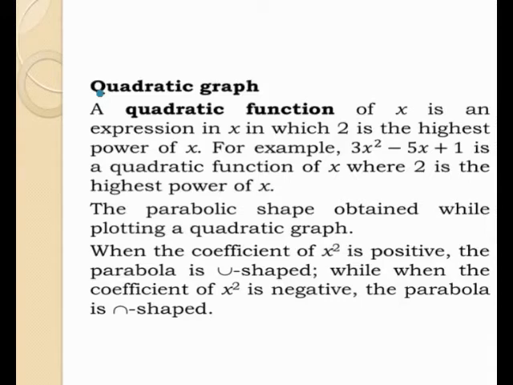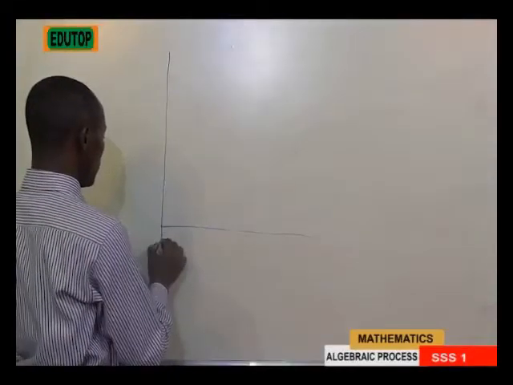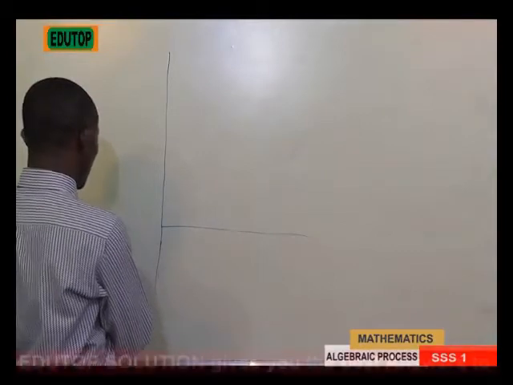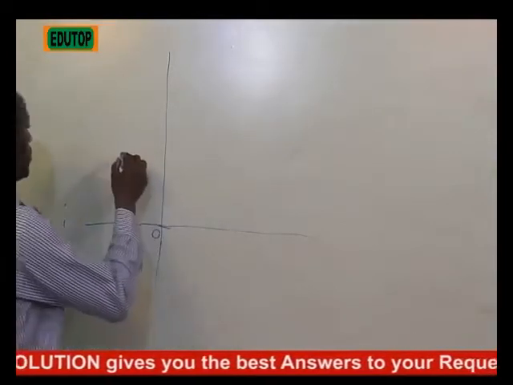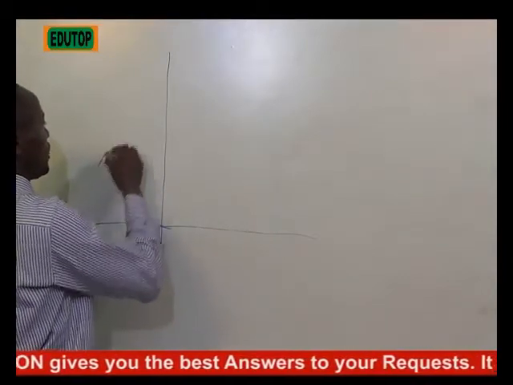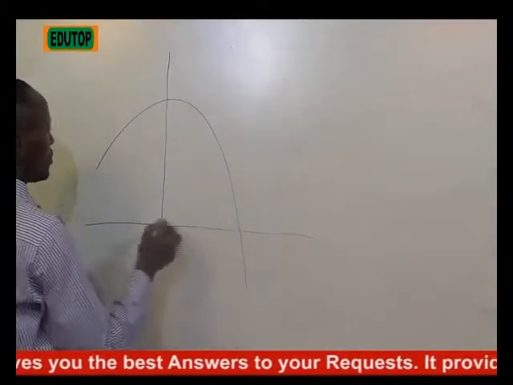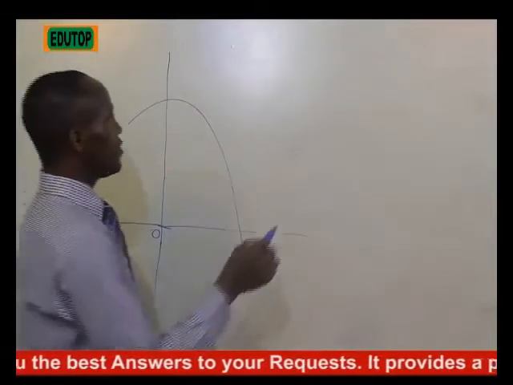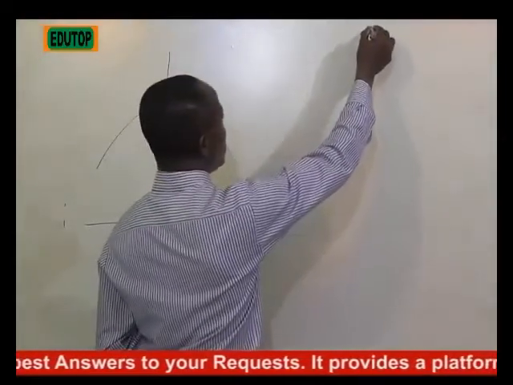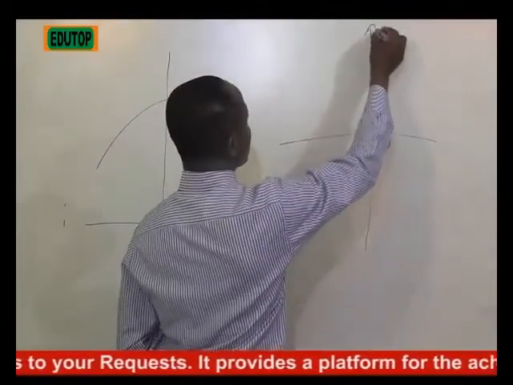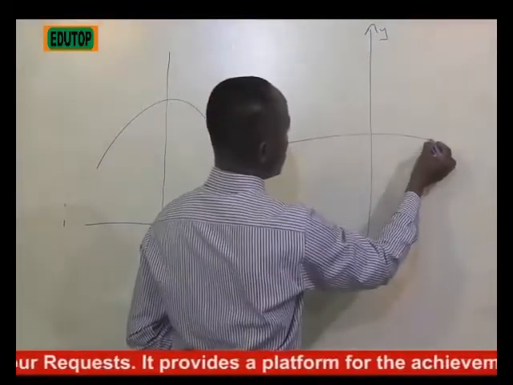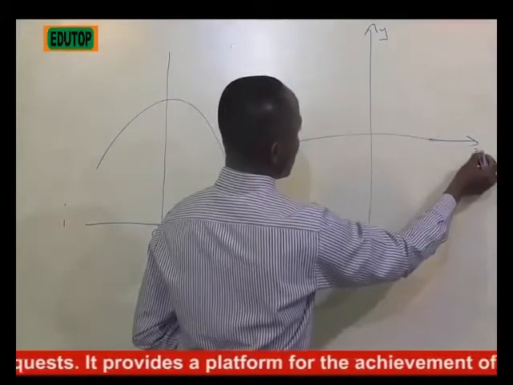That is when we are plotting a quadratic graph. Let's say we have something like this, and then these are 0. Most of the time we have something of this nature, or we might have something of this nature. Our y-axis, our x-axis.